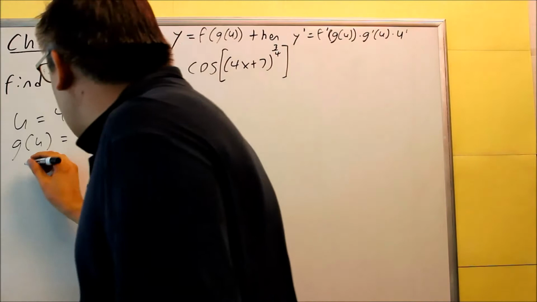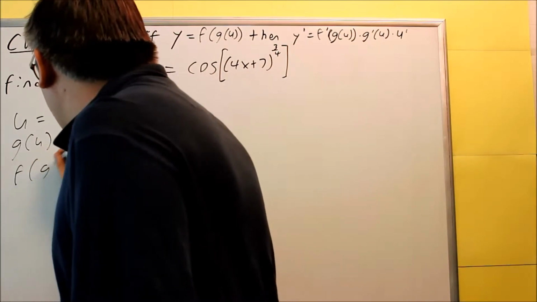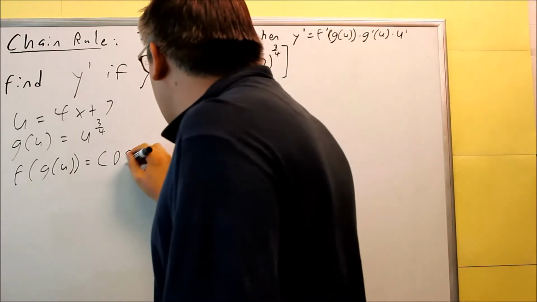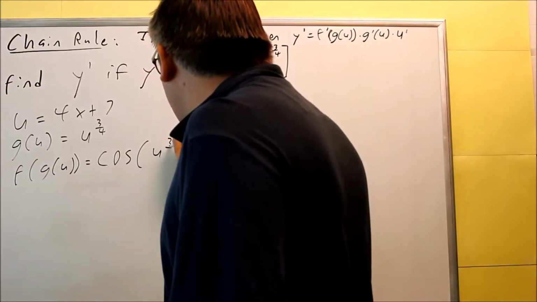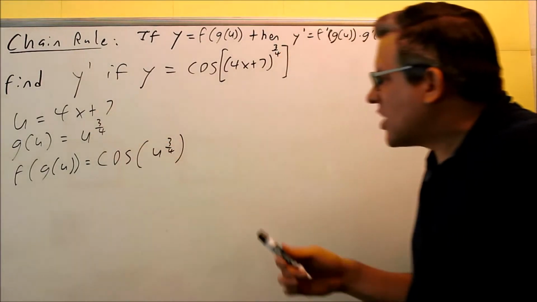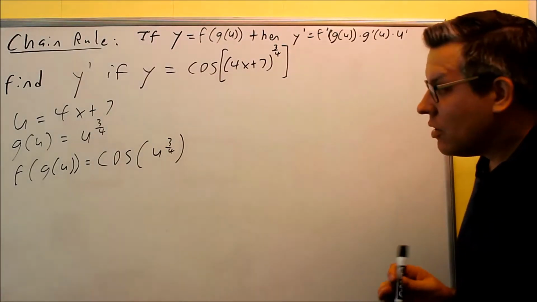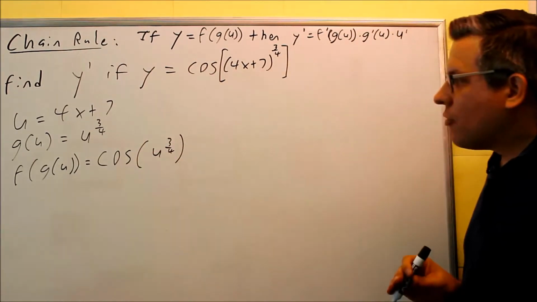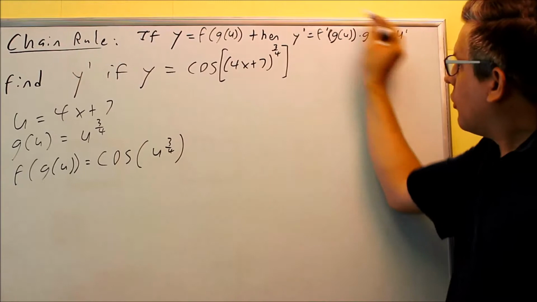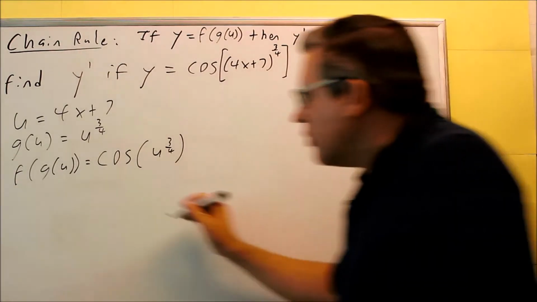Let's identify now the f of g of u. Well, the f is going to be cosine of u to the 3/4. Again, for the u I could put 4x plus 7, but I'll just keep it as u in this case. So here's my three functions: outside, inner, inner. Now we're ready to follow the formula in order to take the derivative.